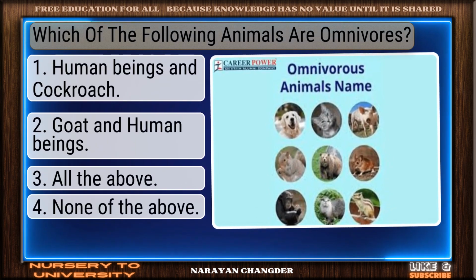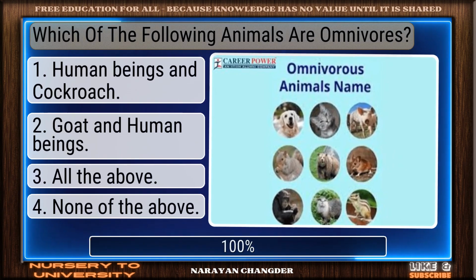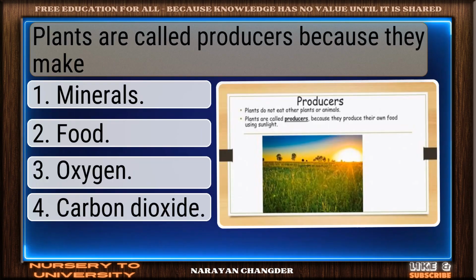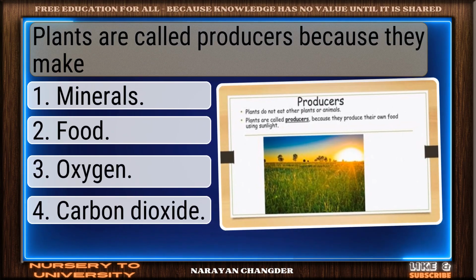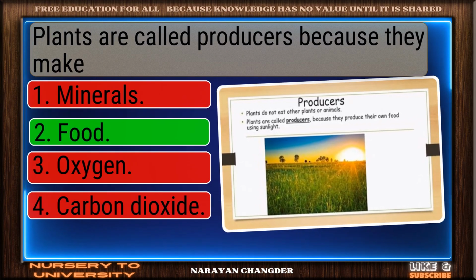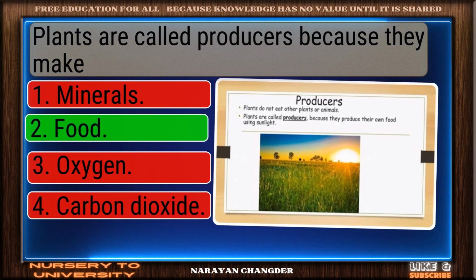Which of the following animals are omnivores? Bravo! Human beings and cockroach is the answer. Plants are called producers because they make. Sharp thinking. Food is the right choice.